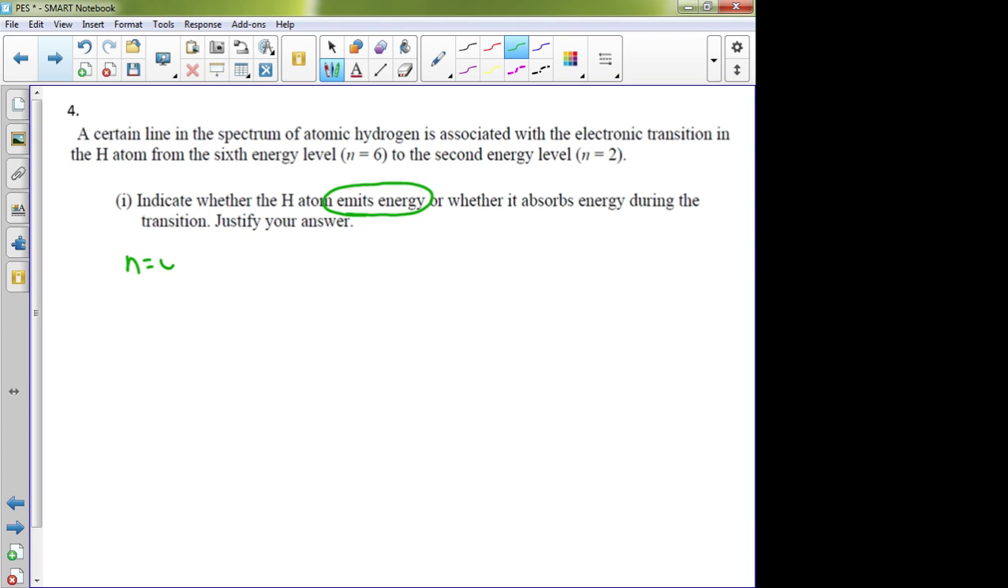N equals 6 is a higher energy level than N equals 2, right? So if I go from high energy to low energy, that means I had to let energy go, right? So I had to emit the energy. Does that make sense? And that's really all you had to put for that one. Everybody got it? I know I didn't write a lot on that, but you didn't have to write a lot.